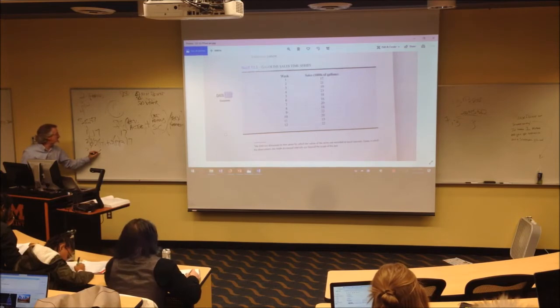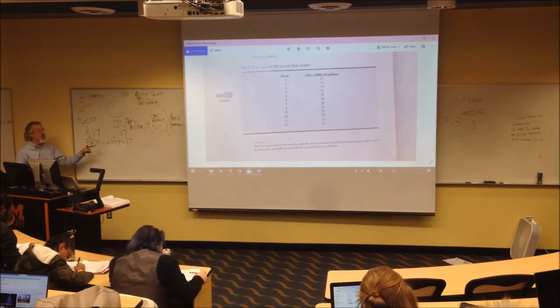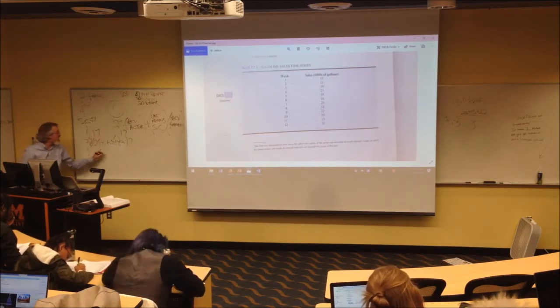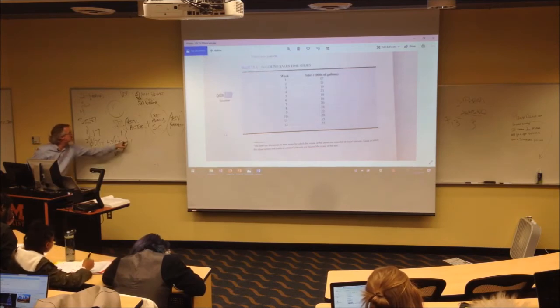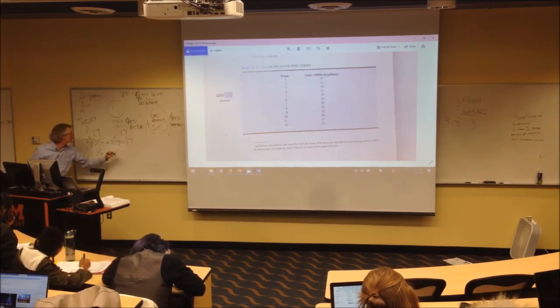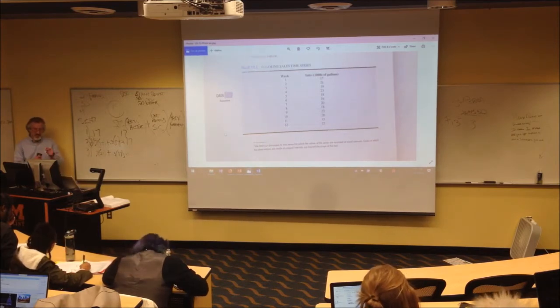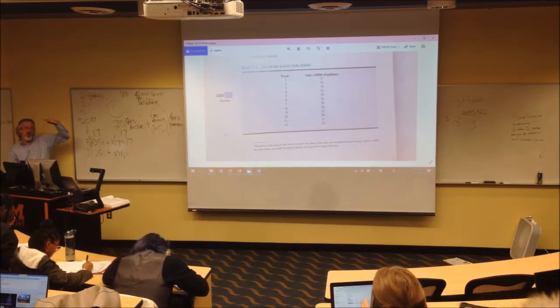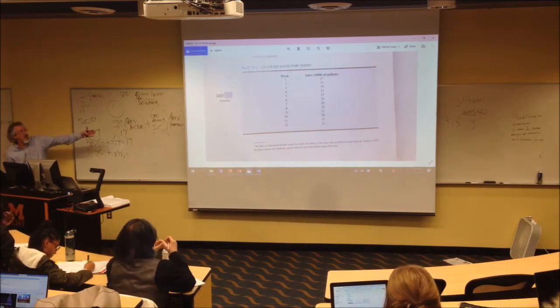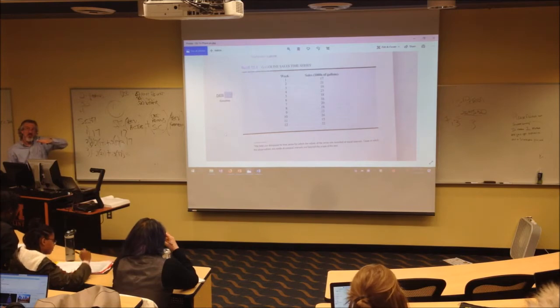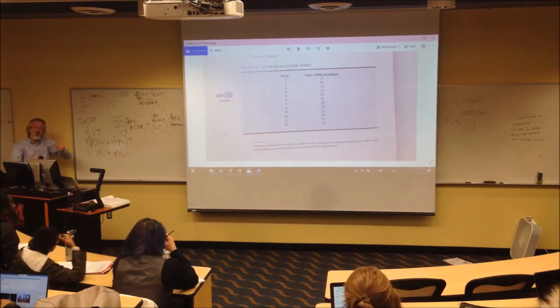0.7 times the previous period actual, which is 21. The second period's actual is 21, plus 0.3 times the previous period's forecast, which is 17. You see what I'm doing: you keep going until you get to the very last one, which will be period 12. And you get a forecast by using period 11's actual and forecast.